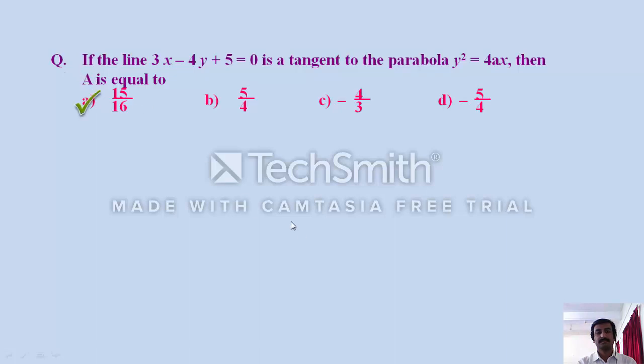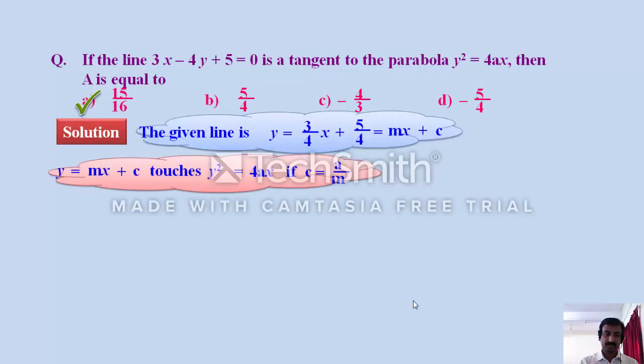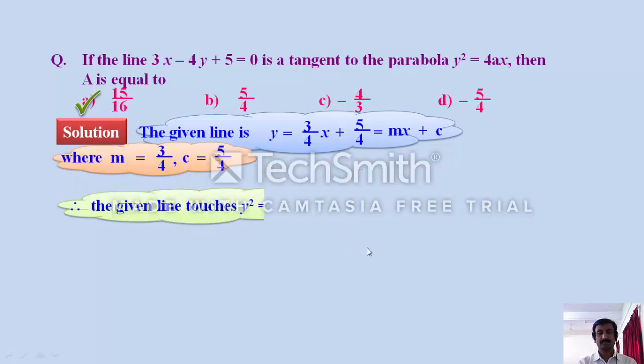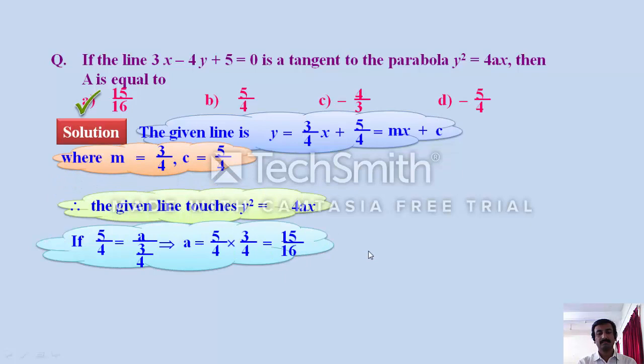The answer for this question is 15 by 16. You can directly say the condition for this is c equal to a by m. Once again, reduce it to slope-intercept form and you can easily find the values of m and c. Otherwise, you can write directly m equal to minus 3 by minus 4, which is plus 3 by 4, and c, the intercept, is 5 by 4. Now go with the condition and substitute the values of m and c, and you get the value of a equal to 15 by 16.